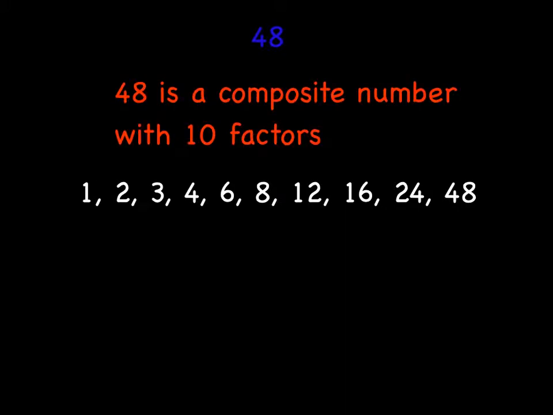So 48 has 10 factors, which makes it a composite number. Composite numbers have 3 or more factors. And what are the factors? 1, 2, 3, 4, 6, 8, 12, 16, 24, 48.